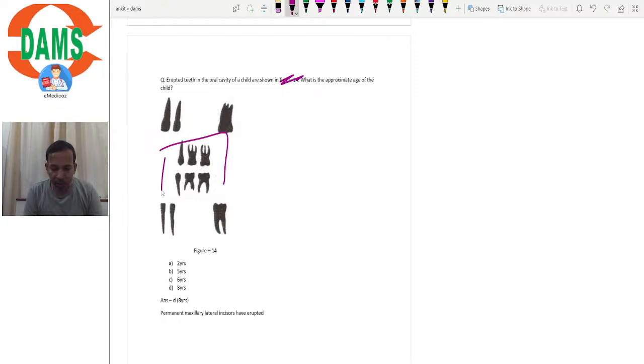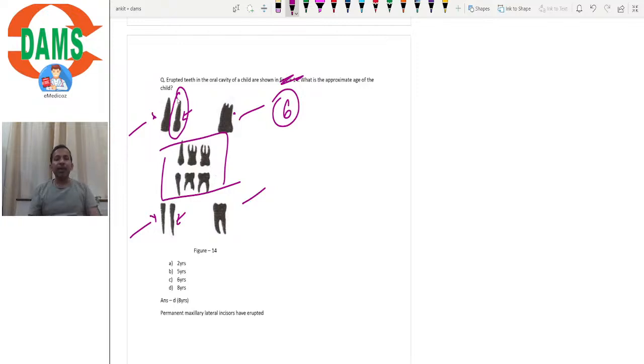So these are all deciduous teeth and these are the permanent teeth. First molars erupt at the age of 6. So definitely the child is 6 years of age. Then we have the central incisor and the lateral incisor. So amongst these four, the maxillary lateral incisor is the last to erupt, isn't it? It is the last to erupt, and at an age of 8 to 9 years.